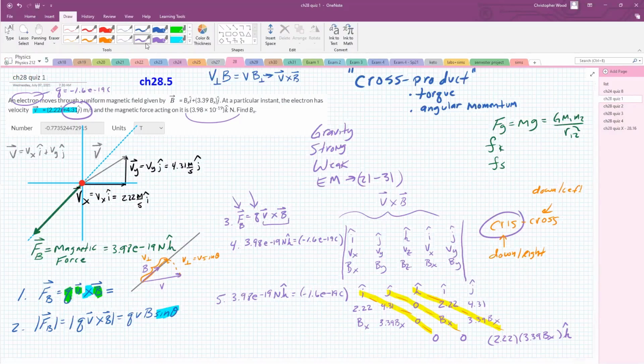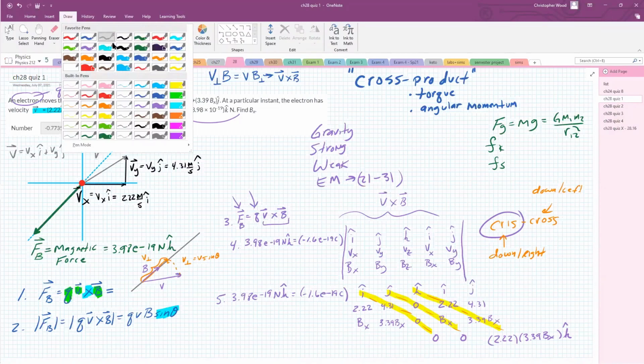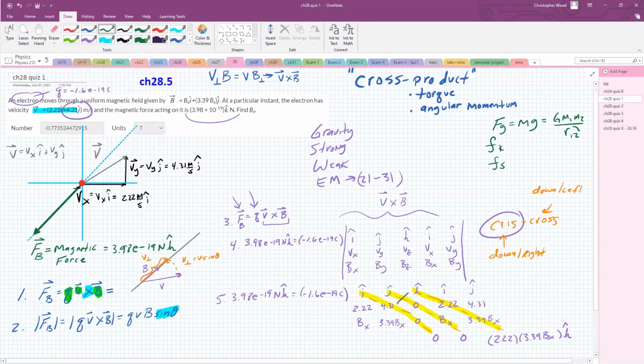Now it's time to do the cross operation. Cross means diagonally down to the left, down to the left. So here is that operation. What is k hat times 4.31 times b sub x? It's not equal to 0, and I have to prepend a negative. So I'll add this here. Prepend or negate, flip the sign.